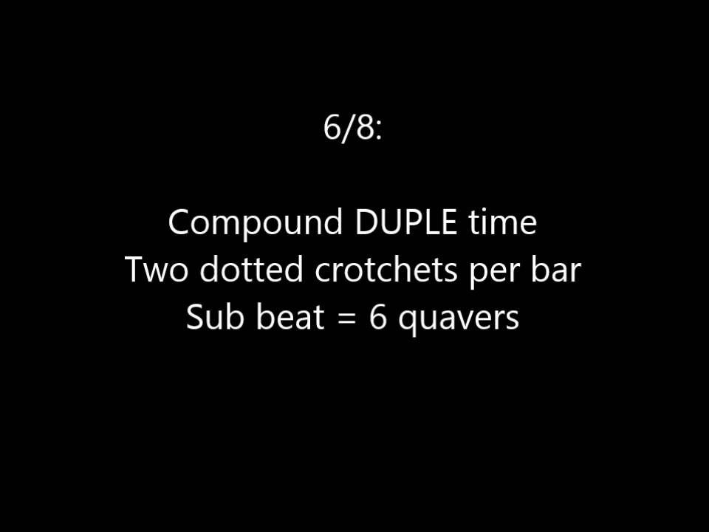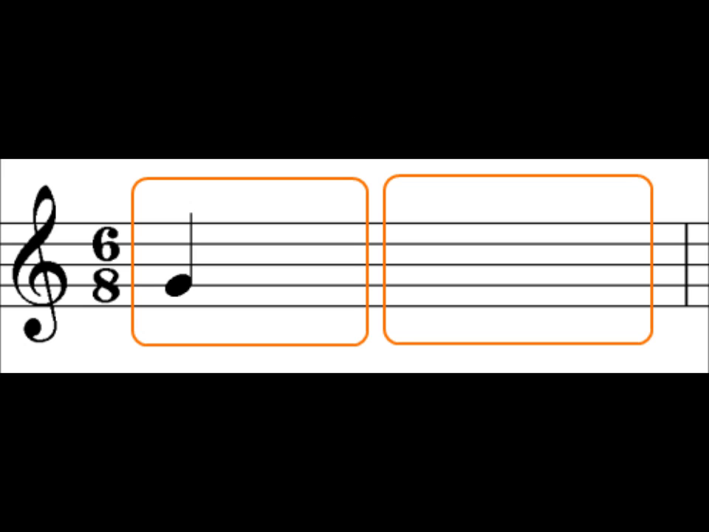Duple because there are 2 dotted crotchets per bar as main beats, and there are 6 quavers per bar as sub-beats. It's the main beats that are the most important when we're adding rests. Next, we'll start drawing our blocks. Because 6/8 is duple time, we need 2 equally sized blocks. Draw them in.